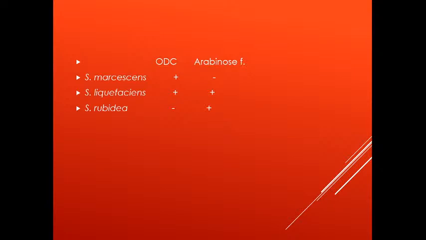Now, who tests positive? For ODC, everybody tests positive except for rubidea. For arabinose fermentation, it's everybody except for marcescens. So ODC positive would be Serratia marcescens and Serratia liquefaciens. Arabinose fermentation is Serratia liquefaciens and Serratia rubidea. Quite easy to remember. It's like a Tetris brick. I'm not sure if you guys know what Tetris is, but it's a block game. If it looks like a lightning bolt, most probably that's Serratia. That's my mnemonic. As long as you remember how to put it in order, you can add a lightning bolt on it.